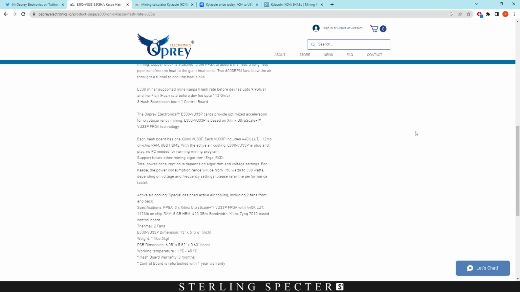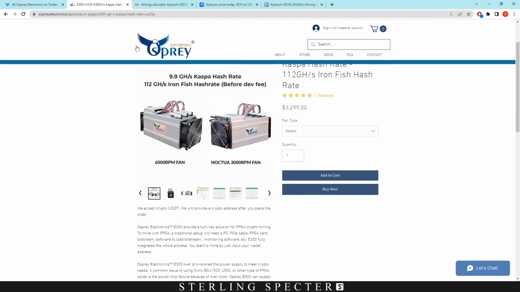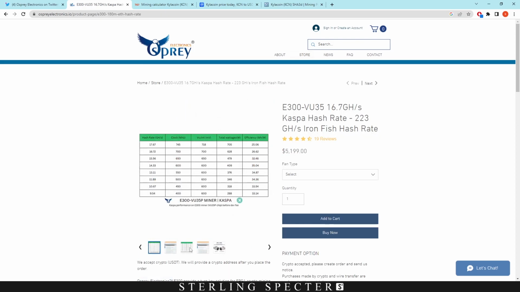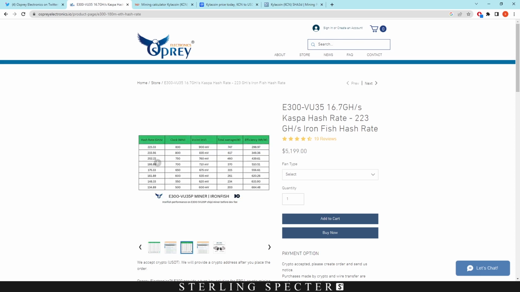If we go down, I don't know if it's going to say, but yeah, it does say here that the support for future mining algorithms are Ergo and Radiant. So we already have them for Ironfish, as it says there. If we go back here, we can see that they have Ironfish hash rates right here. So you can definitely mine Kaspa and Ironfish on both of these. However, we are waiting for KylaCoin obviously to update today, and then hopefully we'll see Radiant Coin come soon.